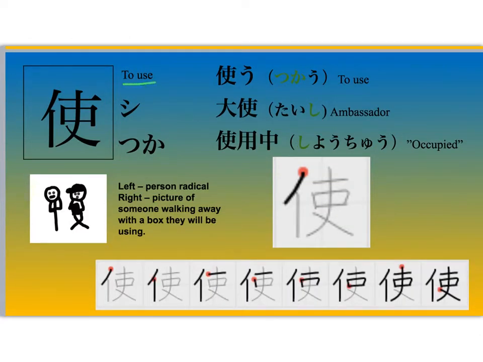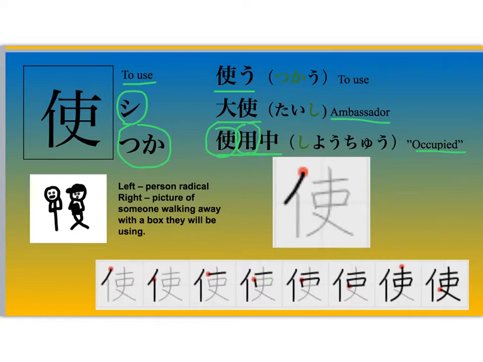To use. The onyomi is shi, the kunyomi is tsuka, and we know it as tsukau, to use. Also, you find it in things like taishi, which means ambassador. This is interesting. This is something you might see on a door, and it's shiyochu, which means occupied. So this means in use, essentially.